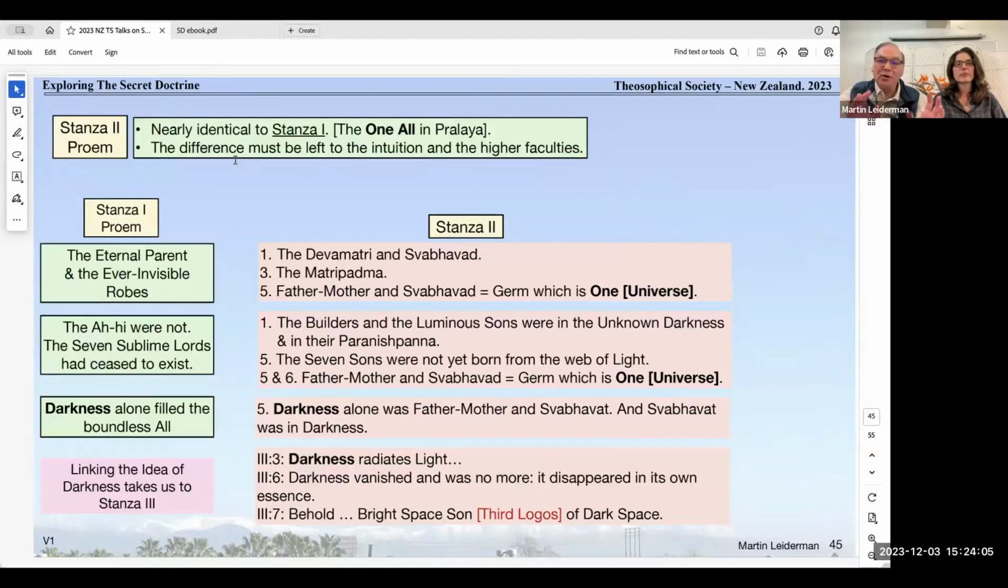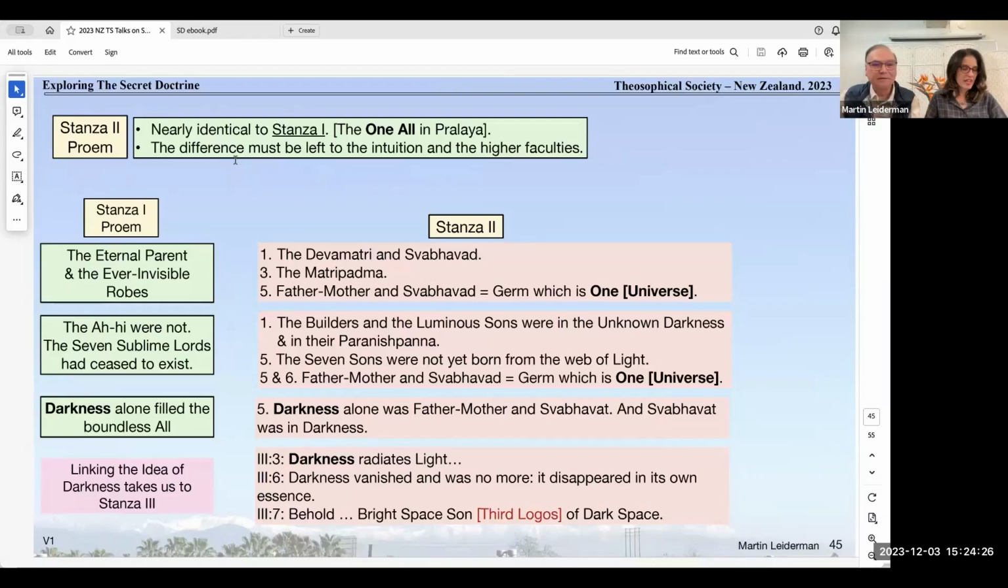Then another very important technique, which I mentioned before, is linking. So how do we link? When we study stanza 2, we read from the Proem. Stanza 2, please, Susan. This is page 21 of the Proem. I'm not going back in the presentation.